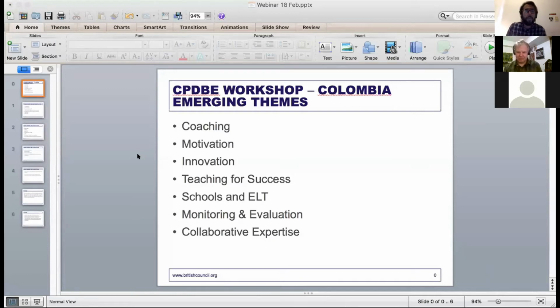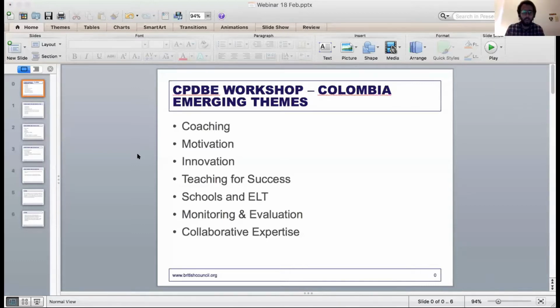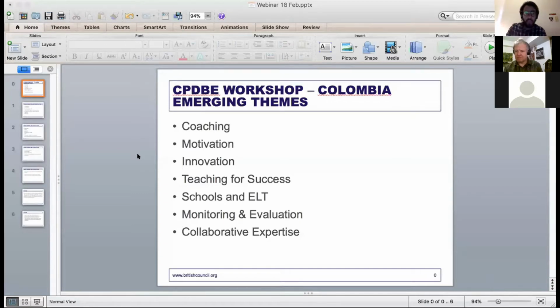Right. So we had a workshop in Bogota, and almost half of the day was dedicated to an open space format in which we invited the participants to propose themes or more specific themes about CPD. And these are the emerging themes, not all of them, but the most representative of them that we had in this first workshop.